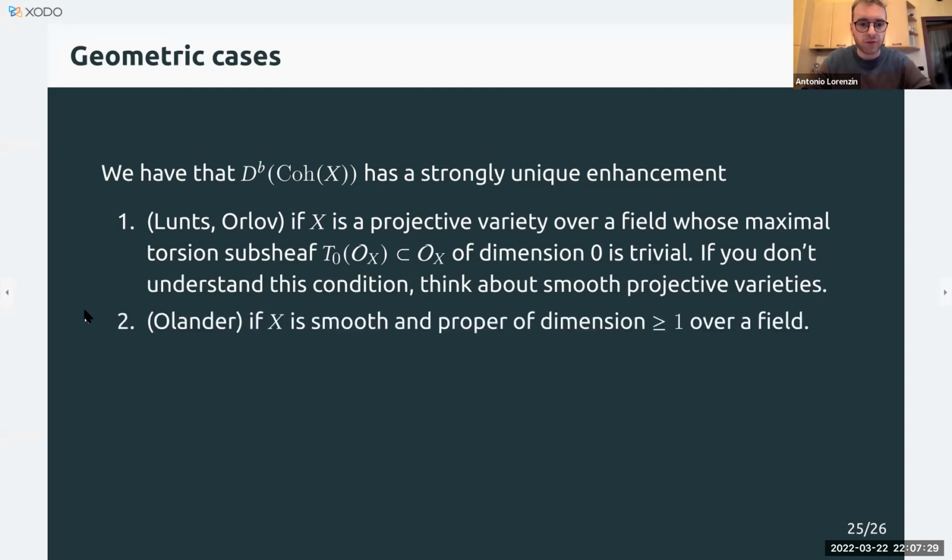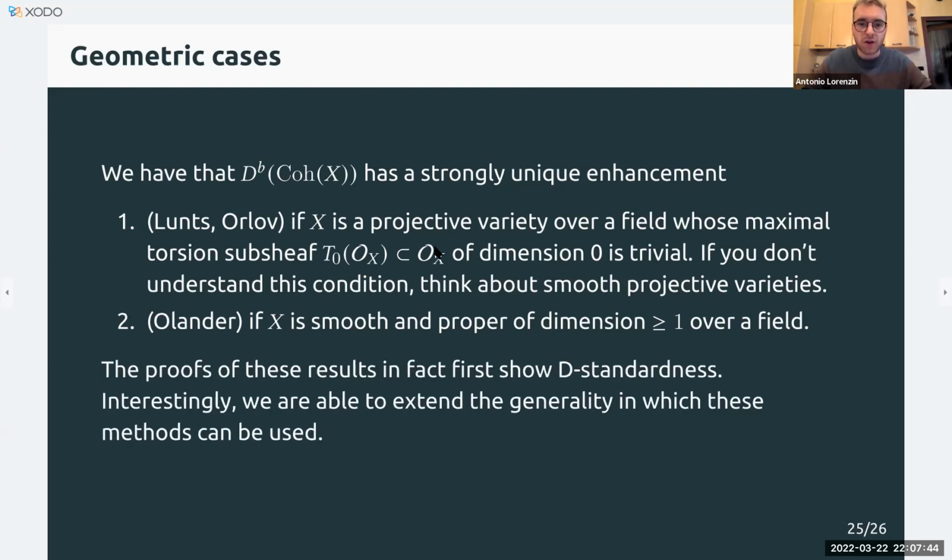Actually, it has also been proven that we can do the same thing if X is smooth and proper of dimension greater or equal than 1 over a field. And this is a result by Hollander. The interesting part about these proofs of strongly unique enhancements is that they first show standardness. They have to go through the notion of standardness. So, in fact, we are able to extend the generality in which the methods used in both of these proofs can be used.